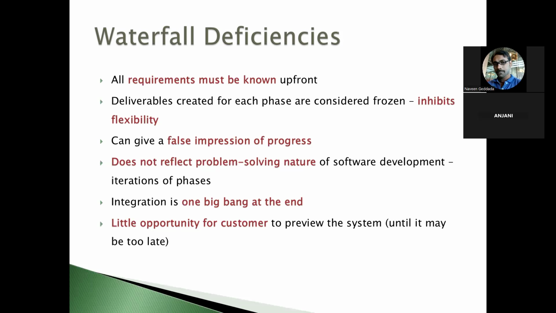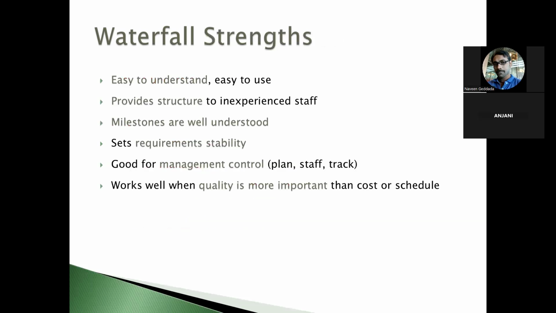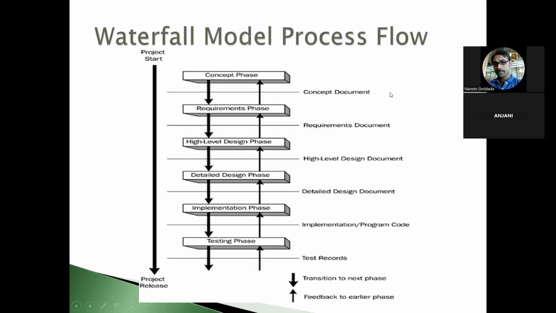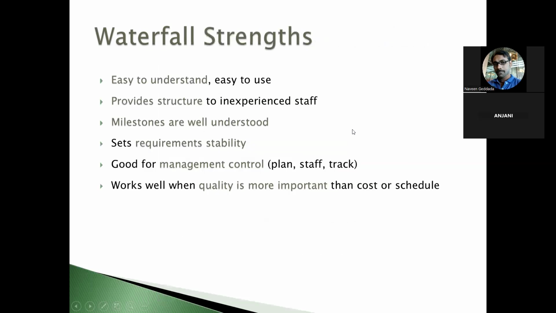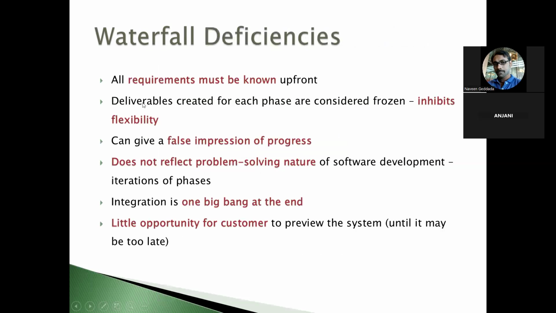So the first one is: all requirements must be known upfront. That is what is mentioned in the concept or requirements document. What is the total list of requirements that you are going to develop for the project? The requirements covering the implementation of this project should be well known and documented in the earlier phase of the project itself. And see, the deliverable created for each phase is considered frozen.